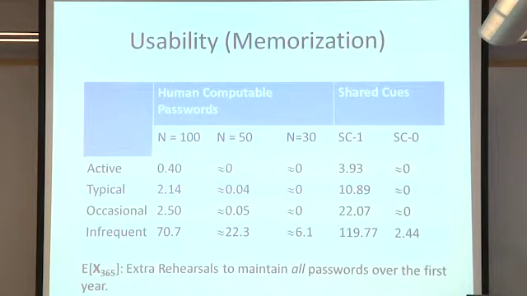In other work, we developed a model to predict how many extra rehearsals a human would need to remember a secret over time. So the basic idea is to remember a secret, we need rehearsal. We need practice. And if we don't get practice, it's likely that we'll forget that secret. So there's literature in the cognitive psychology domain about spaced repetition and how frequently someone would need to rehearse a random secret to ensure that he remembers that secret over time.